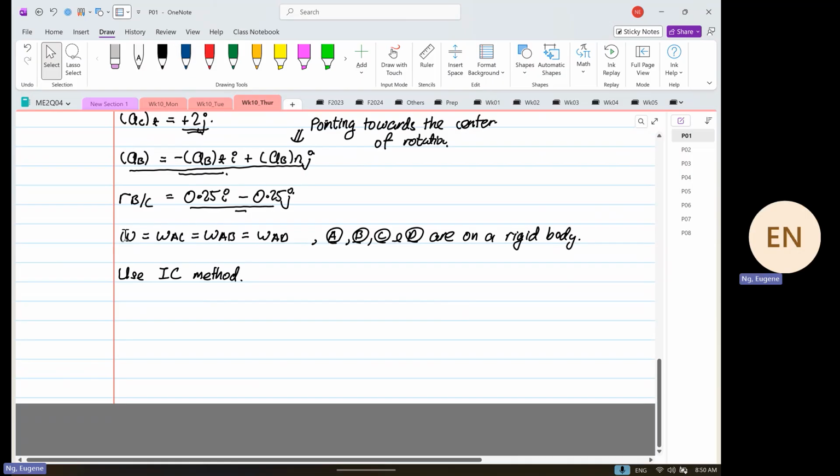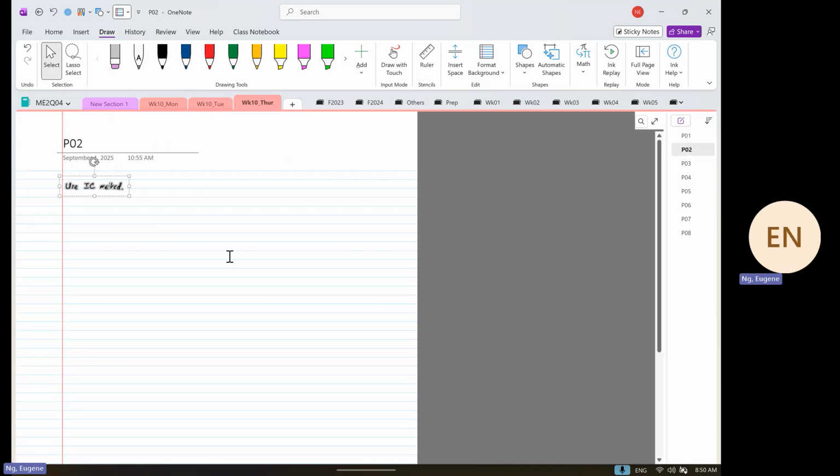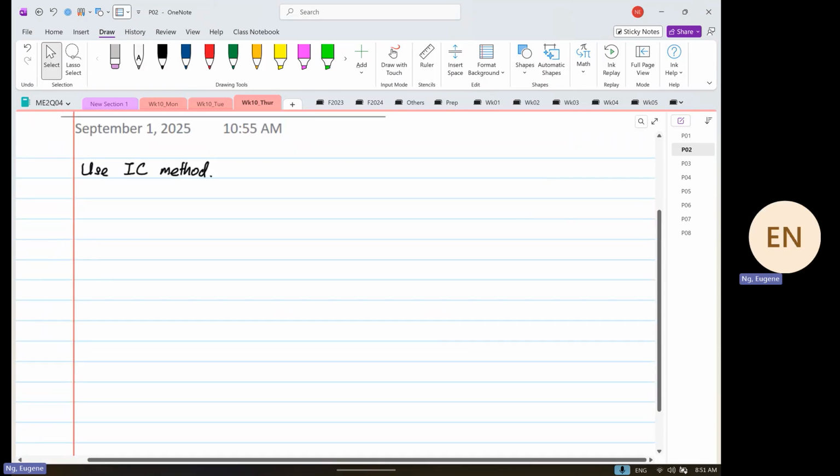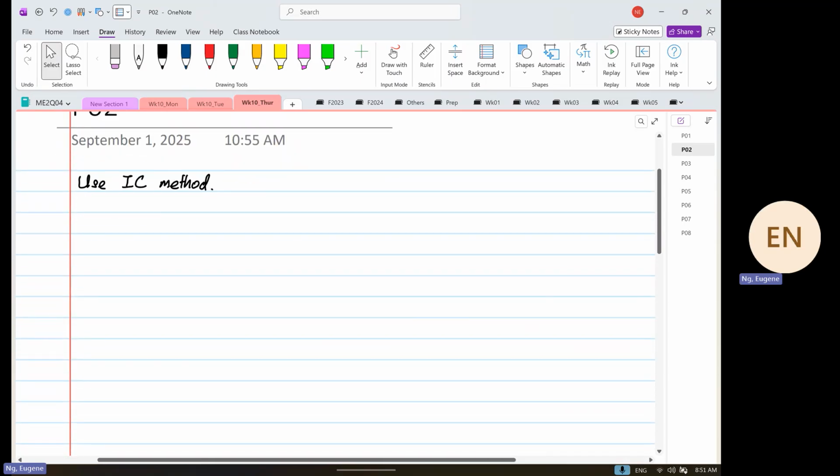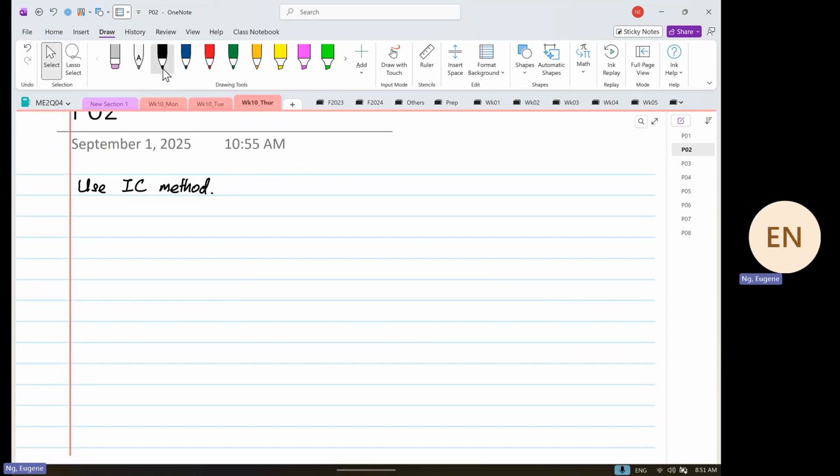Let me go to the next page. I realize that in the term test, with the instantaneous method, it's not that you don't understand, it's just not enough time to practice. That's why today I decided to make the decision to stop the lecture on the last Thursday of the week. Right, so we're going to use the instantaneous method.